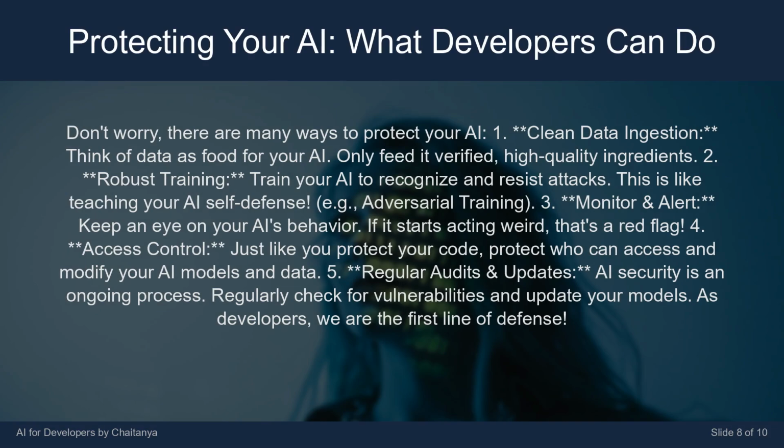Don't worry, there are many ways to protect your AI. 1. Clean data ingestion: think of data as food for your AI. Only feed it verified, high-quality ingredients. 2. Robust training: train your AI to recognize and resist attacks. This is like teaching your AI self-defense, e.g., adversarial training. 3. Monitor and alert: keep an eye on your AI's behavior. If it starts acting weird, that's a red flag.